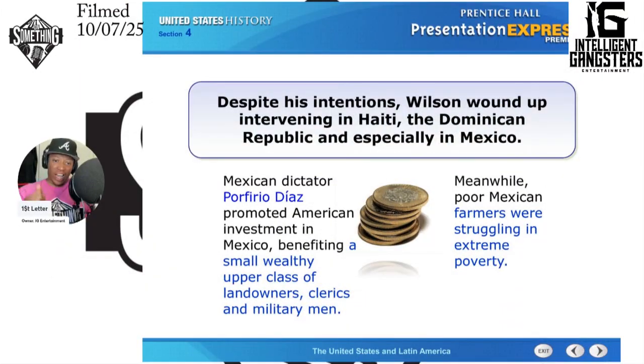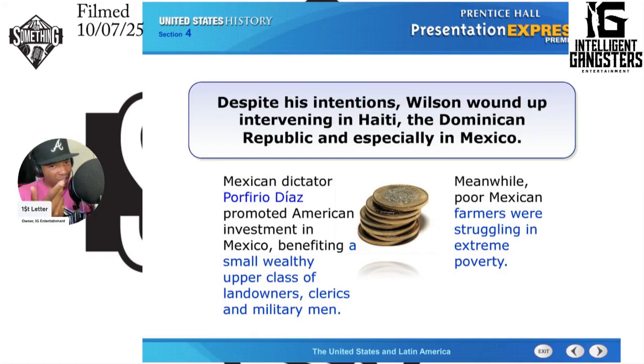But now check this out. Okay, y'all just saw Wilson talking about, hey, we're just gonna be good friends with y'all. Moral diplomacy. We gonna do right by y'all, all that kind of stuff. And look at this. Despite his intentions, Wilson wound up intervening in Haiti, the Dominican Republic, and especially in Mexico. Mexican dictator Porfirio Diaz promoted American investment in Mexico, benefiting a small, wealthy upper class of landowners, clerics, and military men. Meanwhile, poor Mexican farmers were struggling in extreme poverty.